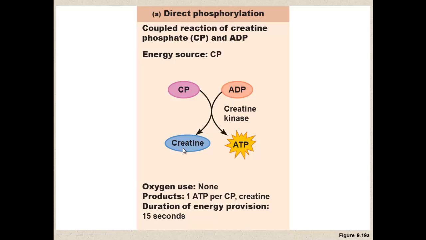So you can see that the creatine phosphate is very quick at making ATP, but you only get one ATP, and the amount of energy we get from that is only 15 seconds. So it's used early in muscle contraction. It doesn't provide energy sources for very long.